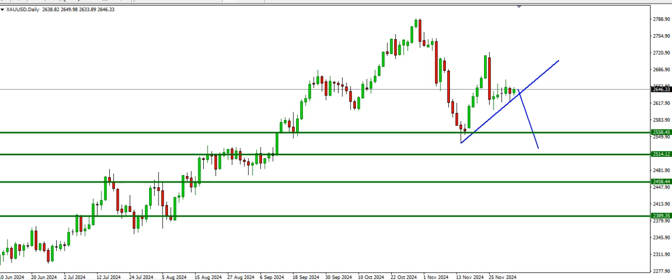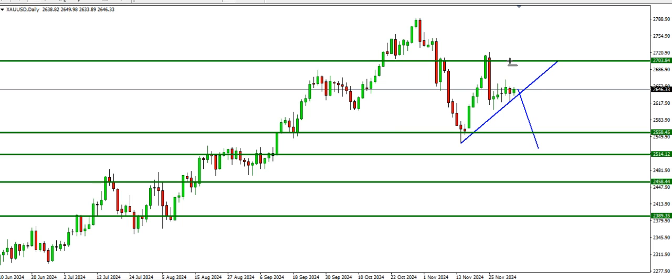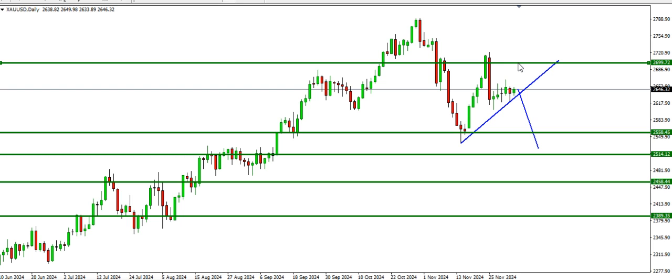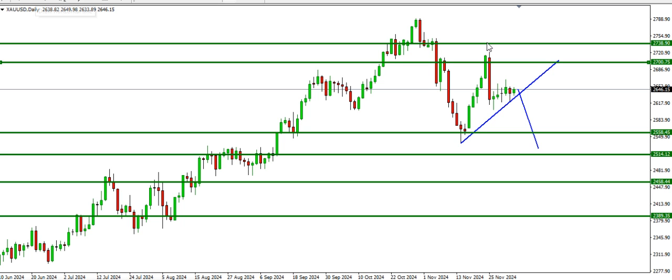Sellers will be waiting around here, that's the 2700 psychological mark. Sellers will be waiting around there to push price downward for price to give us a complete head and shoulder pattern. Sellers will also be at the 2738 level. Those are the levels where the sellers might be on the daily time frame.